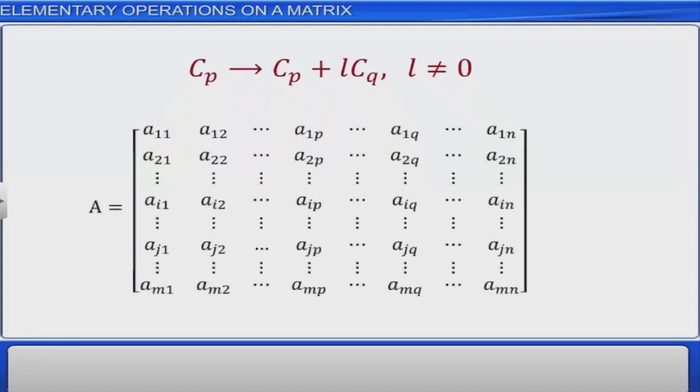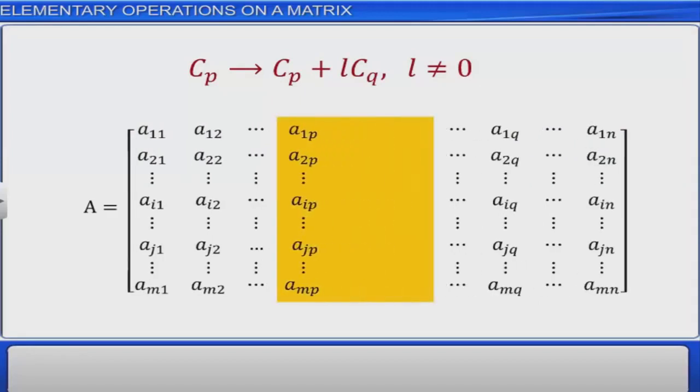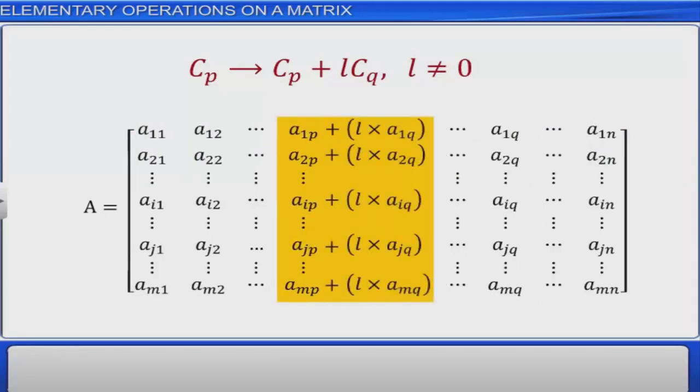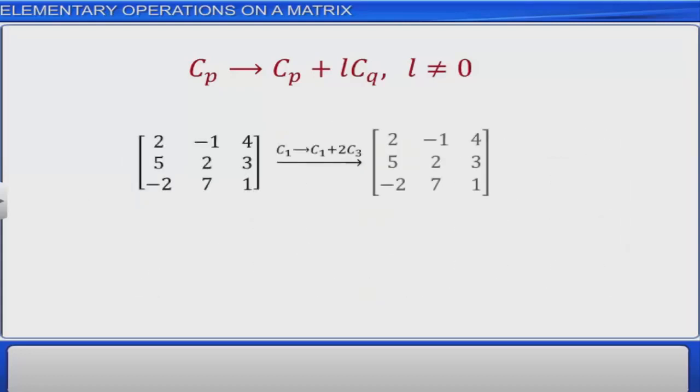Let's see how this is done with the help of matrix A. According to the operation shown, we will replace the pth column with a new column. After the operation, matrix A becomes like the one shown here. Let's see an example. Here, we have replaced the elements of the first column with the corresponding elements obtained by the operation.